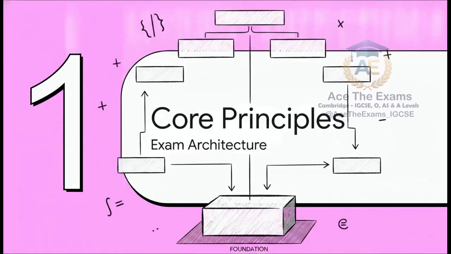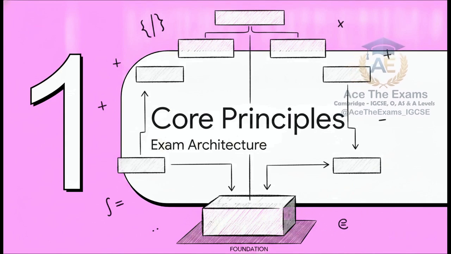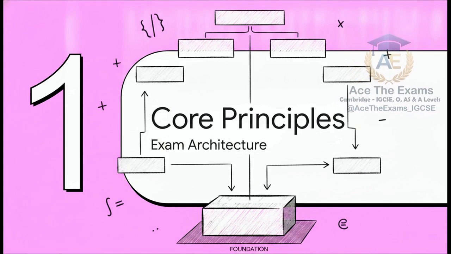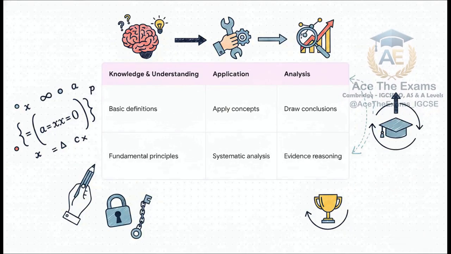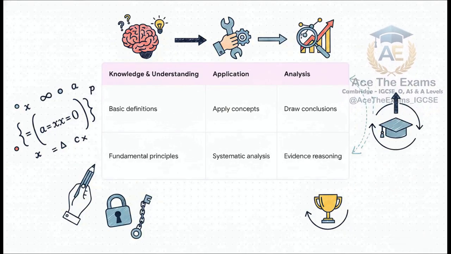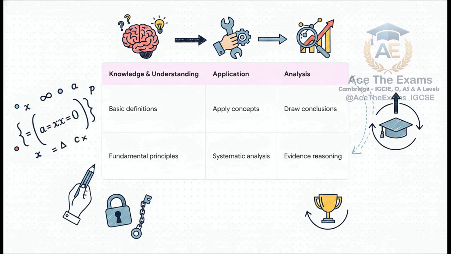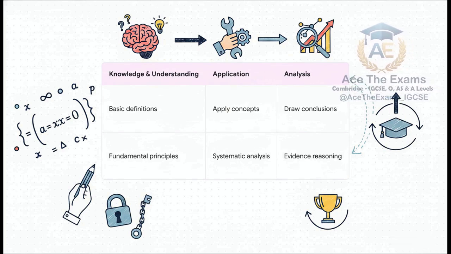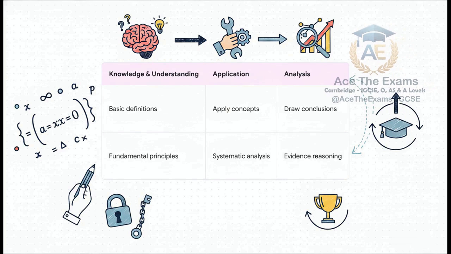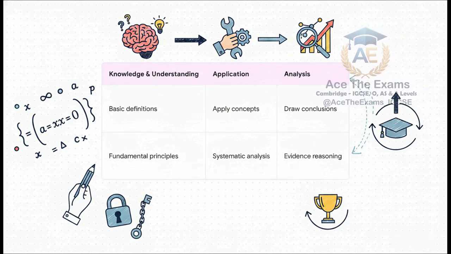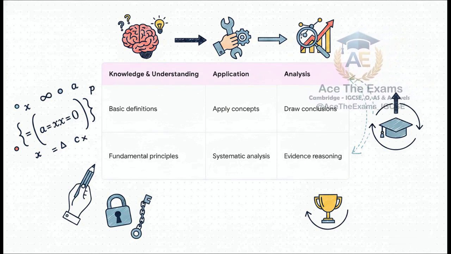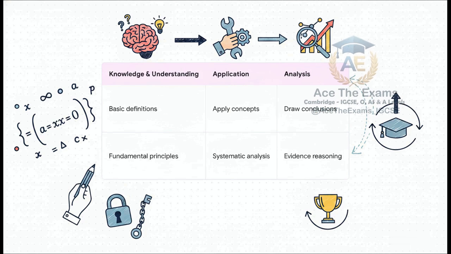Part 1. The core principles. Before we even touch the math, we need to understand the theoretical architecture of the exam. Now, what's really interesting here is how examiners use a very specific rubric of assessment objectives, or AOs, to grade your understanding. First up, knowledge and understanding of basic principles. Second, application through systematic analysis. And third, analysis using evidence-based reasoning.